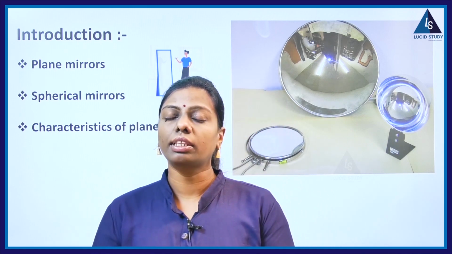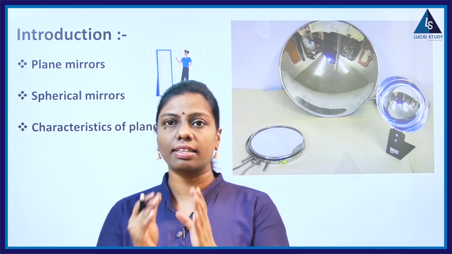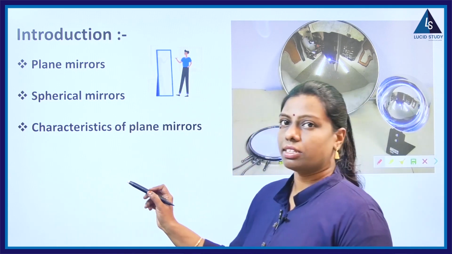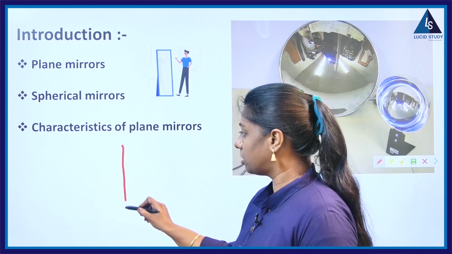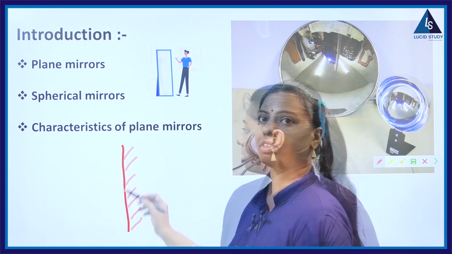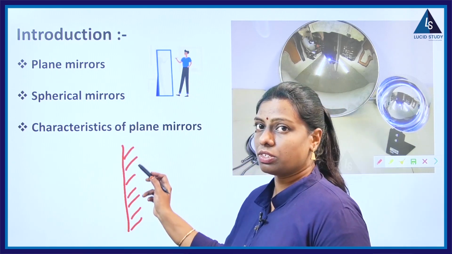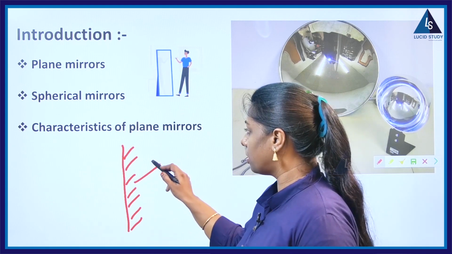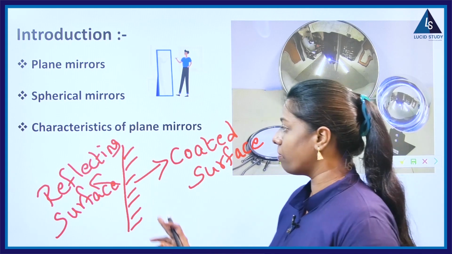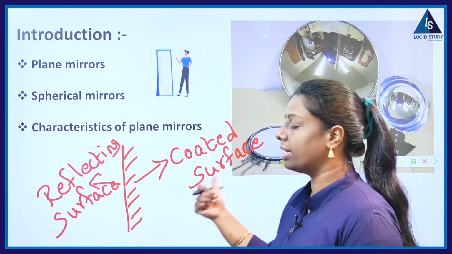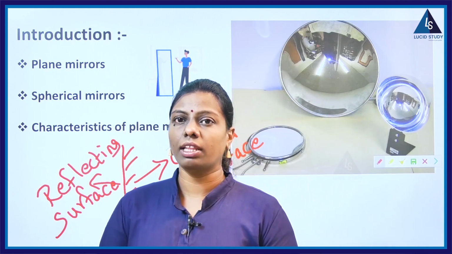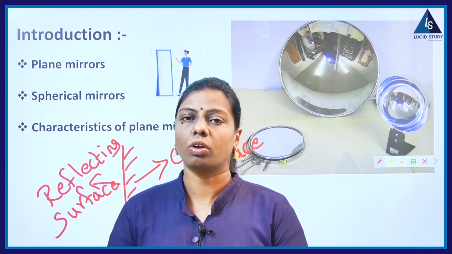And how to denote the plane mirror as a representation for drawing the ray diagrams? We'll see. Yes, see here. This is the representation of a plane mirror. On the backside, the coated surface is drawn with the help of scratch lines. So a plane mirror has two surfaces: one is a reflecting surface and the other one is the coated surface. And like this we have for the spherical mirrors also.